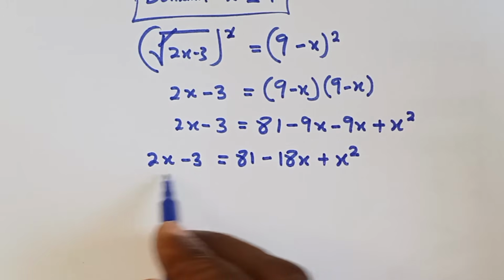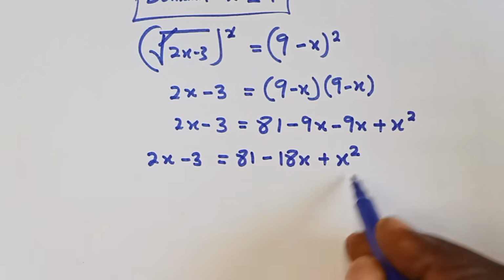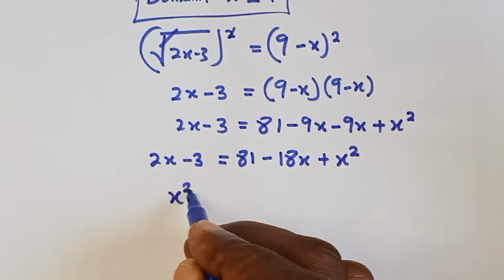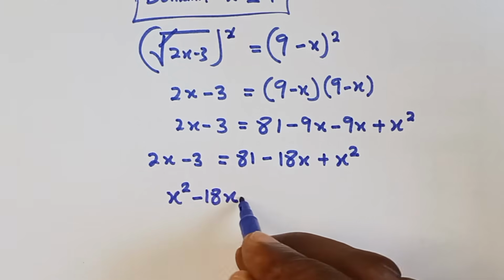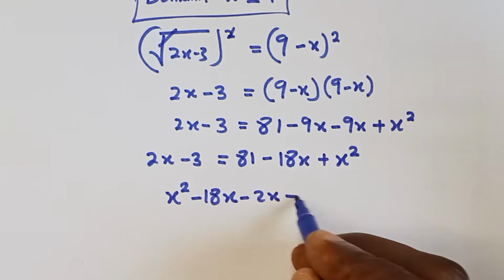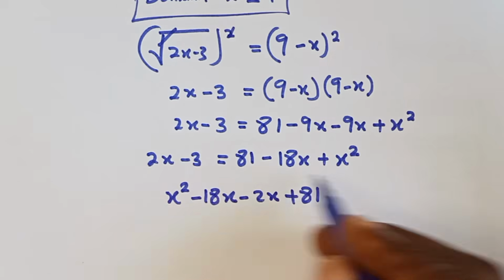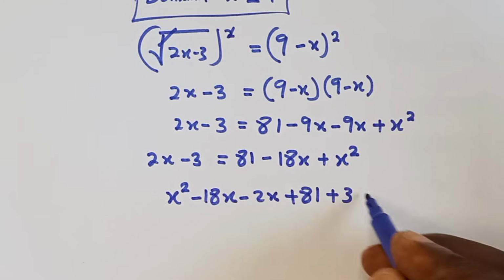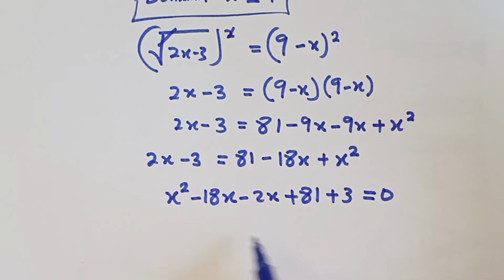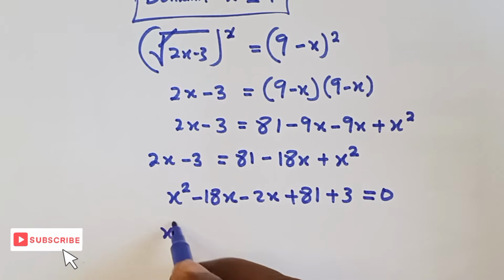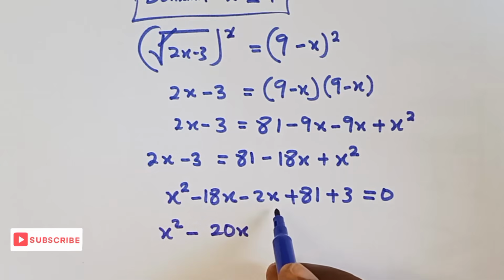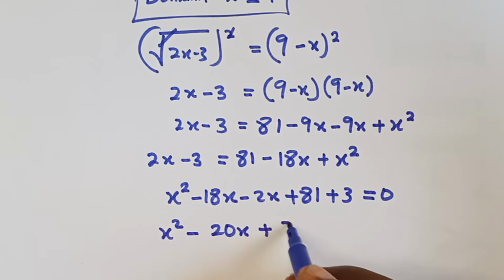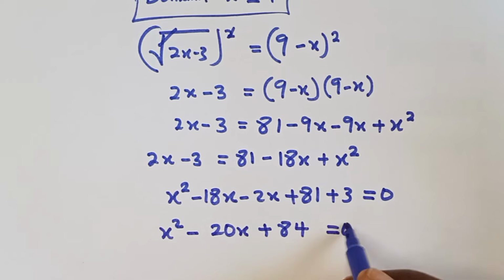Right, so let's move 2x minus 3 to the other side, and we start with x squared. So we have x squared, minus 18x, then we move this 2x, it becomes minus 2x, plus 81, we move this minus 3, it becomes plus 3, everything equals 0. So now we have x squared minus 20x, because minus 18 minus 2 is minus 20, and then plus 84, everything equals 0.